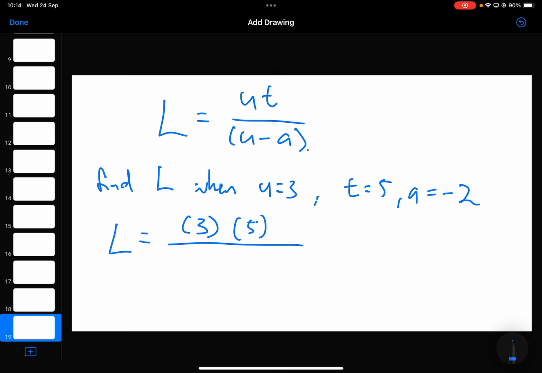At first they write me a bracket, I keep the bracket. When I want to replace U with 3, I put U inside a bracket. At first it's U minus A. This minus belongs to the original equation, so I never substitute the minus, the minus is still there. I am substituting A, so I must replace A with a bracket.